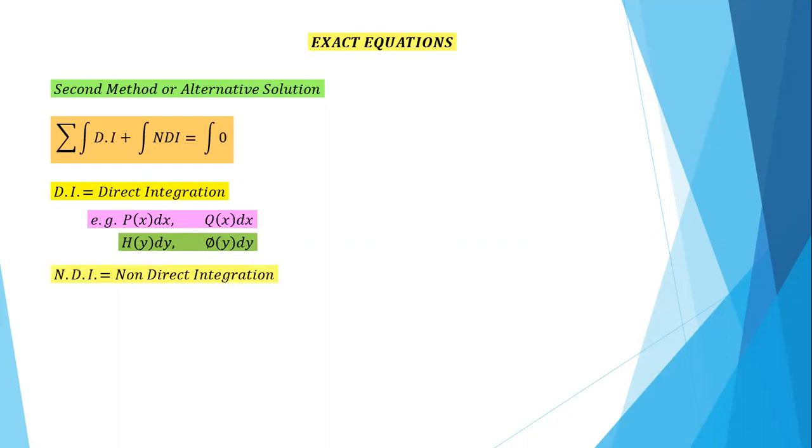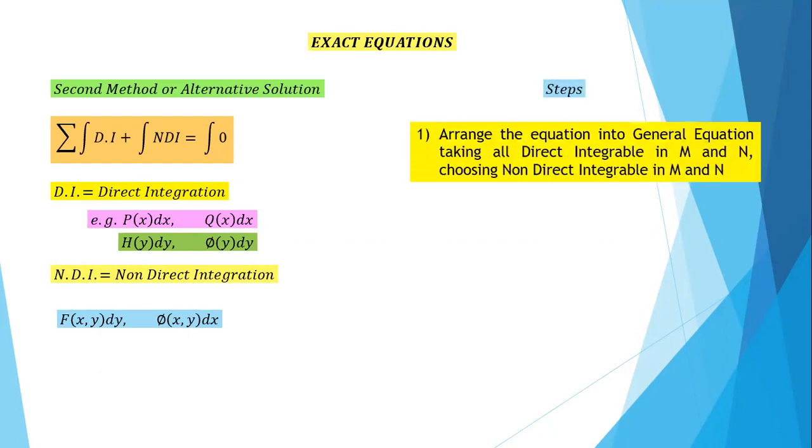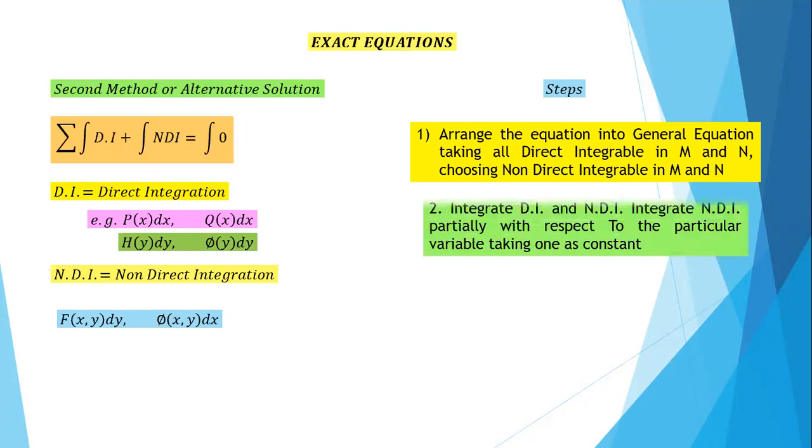For the NDI, or non-direct integration, we have the F(x,y) dy and Q(x,y) dx. So we have two steps to solve the equation. First, arrange the equation into the general form, taking all directly integrable terms in M and N, and choosing the non-directly integrable terms in M and N. Then second, integrate DI and NDI. Integrate NDI partially with respect to the particular variable, taking the other as constant.